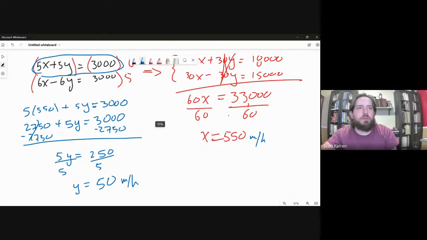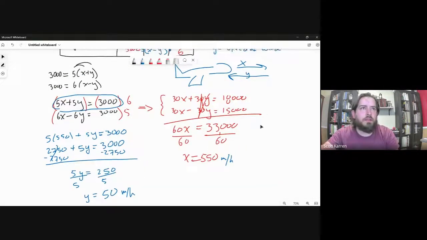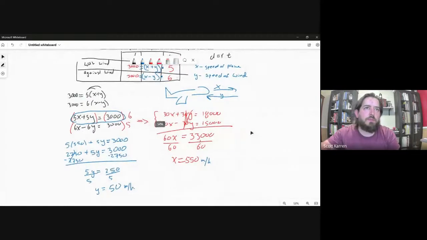So again, since we defined the x variable to be the speed of the plane, that means the plane was going 550 miles per hour. And then y was the speed of the wind, which meant we had a 50-mile-an-hour wind. We okay with those for the most part?